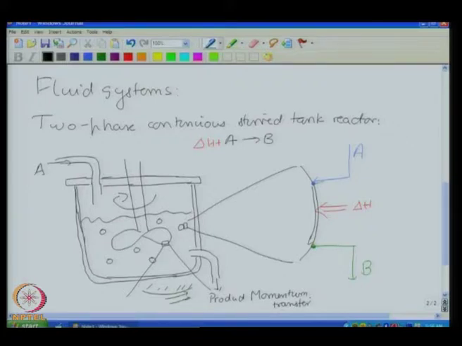Okay. This is a problem of mass transfer, and this is a problem of heat transfer. And it is necessary to study all of these and ensure that there is sufficient transport of all of these in order for the reaction to take place at the desired rates.